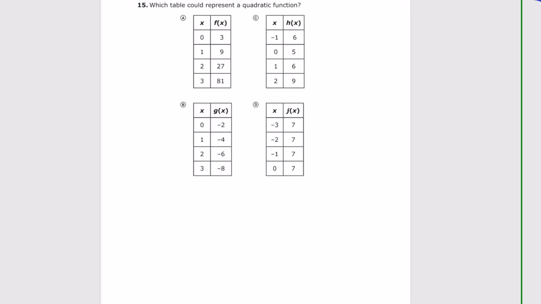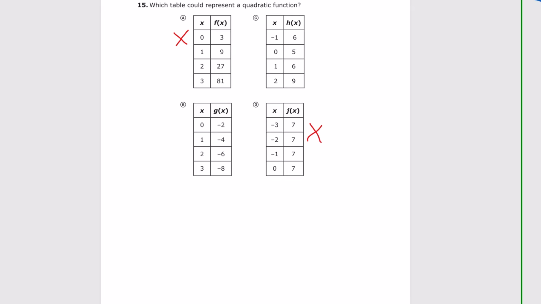Identifying a quadratic function. We are given 4 tables and asked which one could represent a quadratic function. Step 1. Eliminate the obvious. In Table A, the outputs multiply by the same factor each time. That's exponential, not quadratic. In Table D, every output is exactly the same. That's a constant function. Check choice B in Table B.